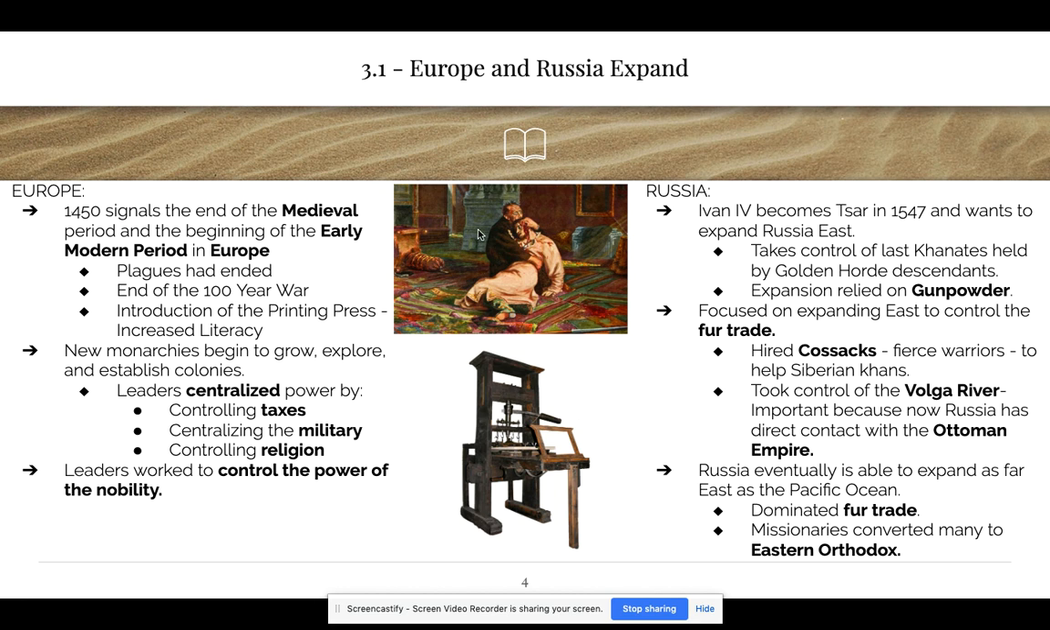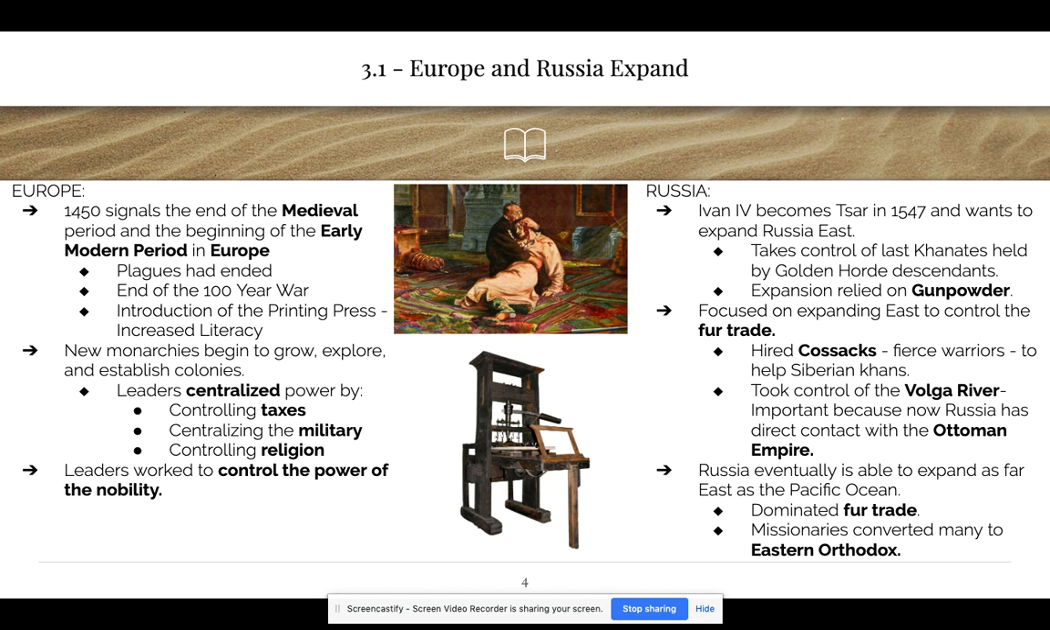And he focused a lot on expanding east to control fur. So Russia wants to control the fur trade. This is when we start to see the use of the Cossacks, who are fierce warriors. They were escaped serfs to help expand into Siberia. He wanted to take control of the Volga River, which was important because it allowed Russia to trade with the Ottoman Empire.